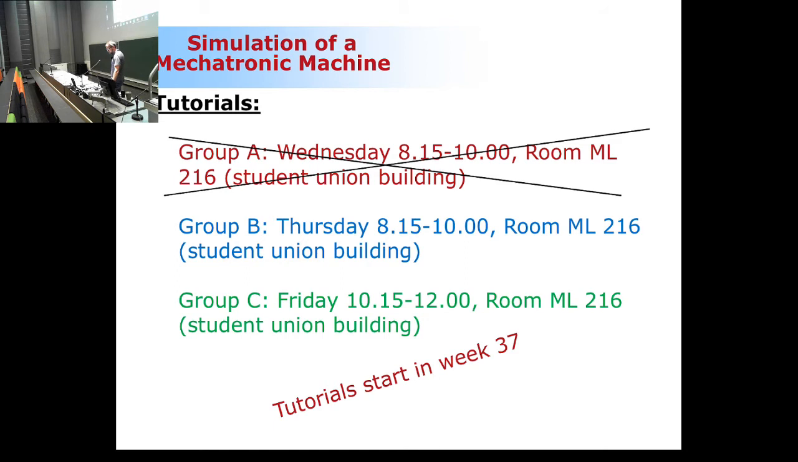The one on Wednesday morning will not be available, so that will be canceled. That's simply because we are expecting that the students that are physically here in the university should squeeze into two different classes. Those classes that will be available are Thursday morning from 8:15 to 10 o'clock, in a lecture room in the Student Union Building, Room 216. And then on Friday, also in the morning, from 10:15 to noon. So those are the two groups that will be available.